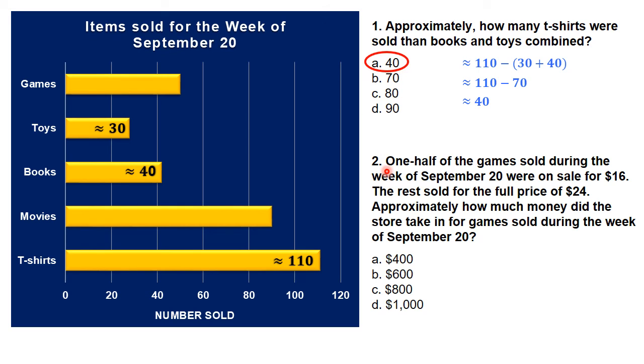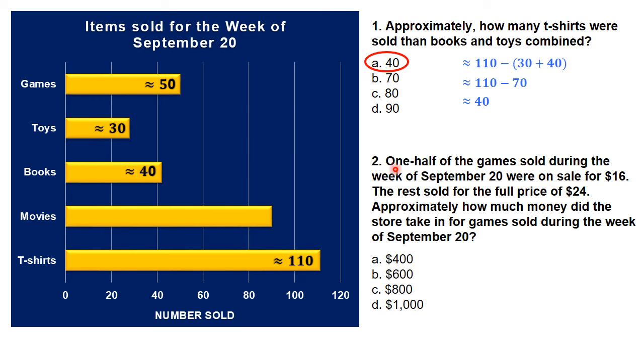Question number 2. One half of the games sold during the week of September 20 were on sale for $16. The rest sold for the full price of $24. Approximately how much money did the store take in for games sold during the week of September 20? So first, let us take a look at how many games. We have 40 and 60. This is between 40 and 60, so approximately there is 50.